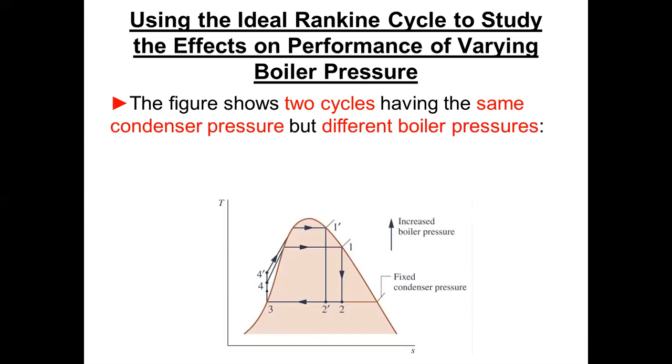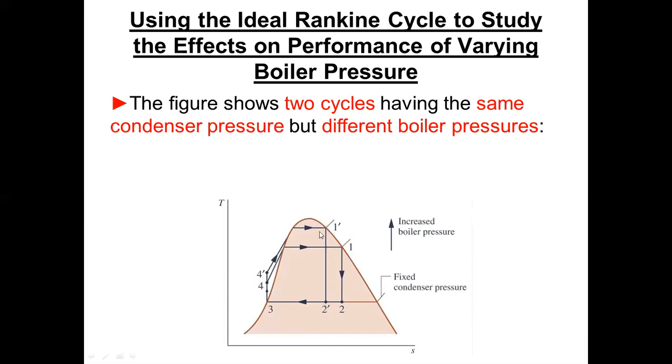You can also see what happens to the turbine. The turbine is not particularly happy because we have a lot of moisture at 2, but oh my goodness, at 2' we have even more moisture. So, this is not really going to work very well for us. So this is too much moisture, and this is way too much moisture.